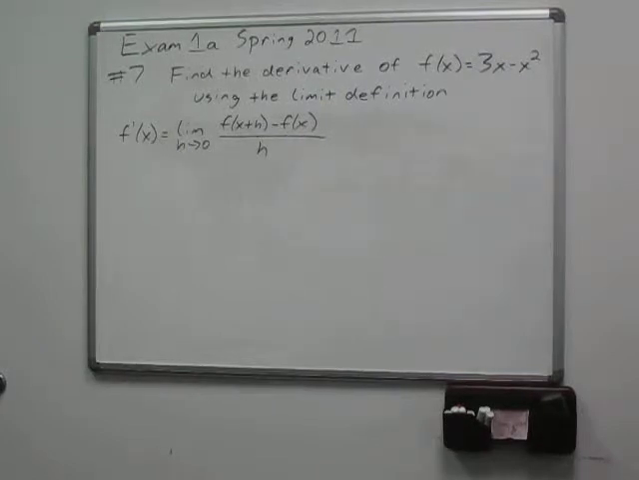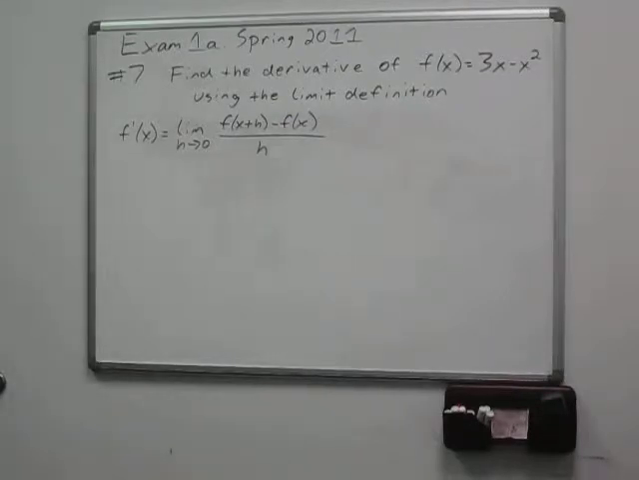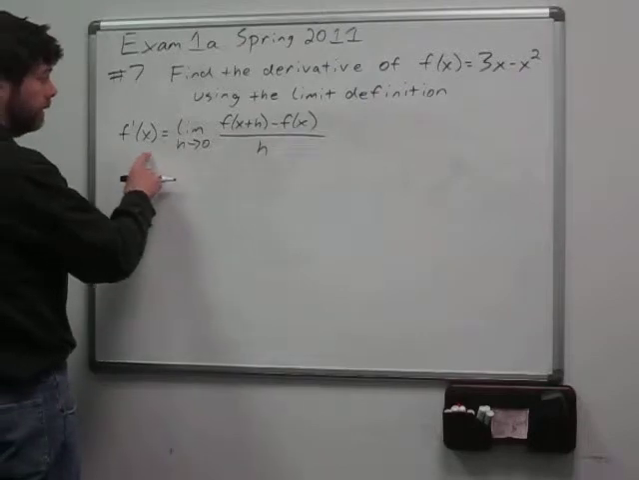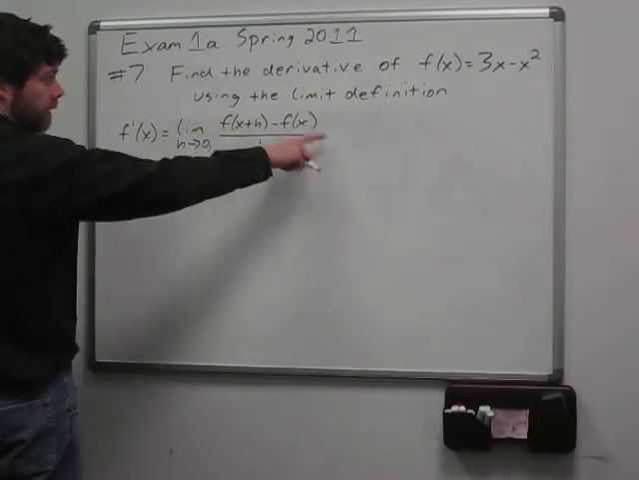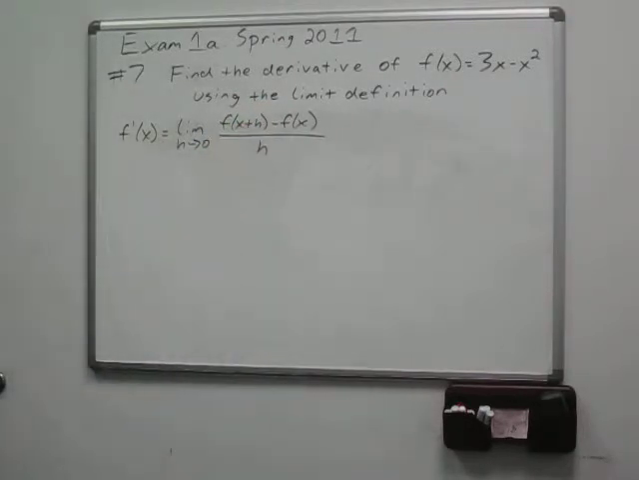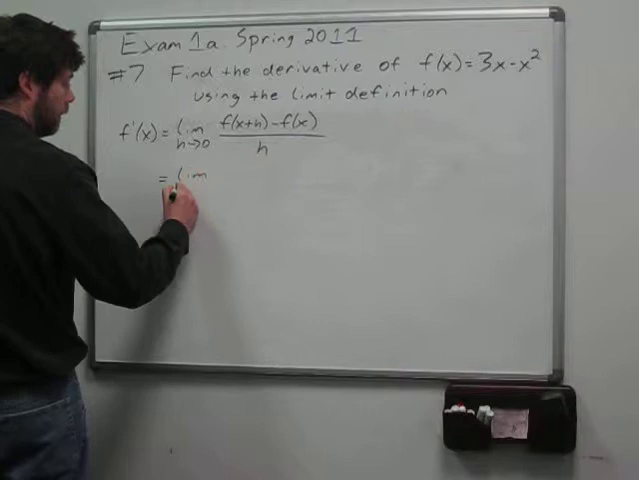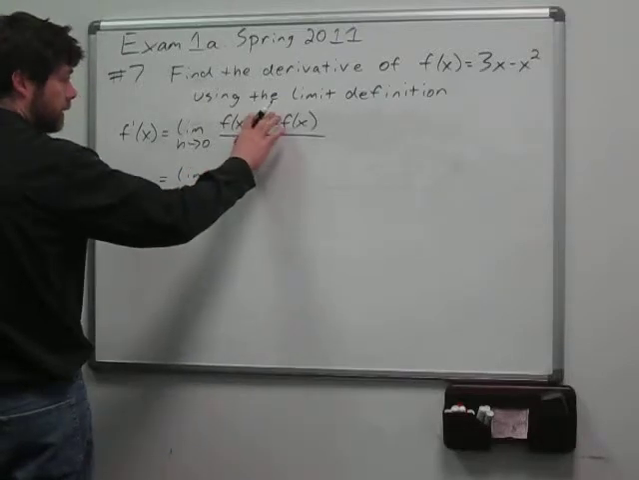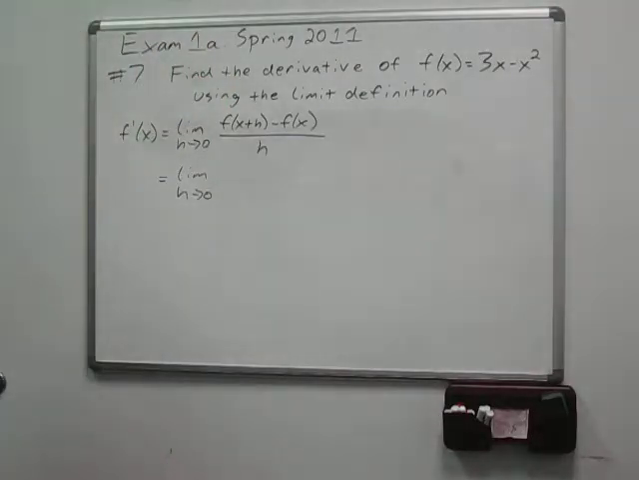This problem asks us to find the derivative of a given function using the limit definition. And recall that the limit definition for the derivative is just the limit as h goes to 0 of this expression, which is called the difference quotient, f of x plus h minus f of x all over h. So I'm going to start by simply translating this expression given the function that we are working with.